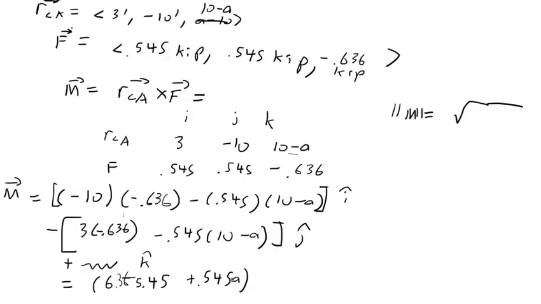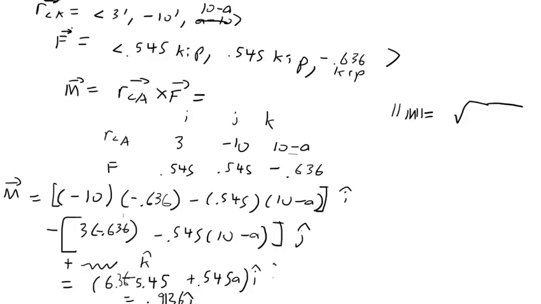Plus 5.45 plus 0.545a. So this here and then this, all of this times i, which will actually equal 6.36 minus 5.45. So this will be 0.91 or 0.9136i. Then we do have to worry about the j.